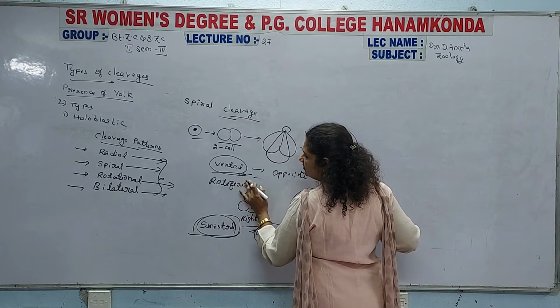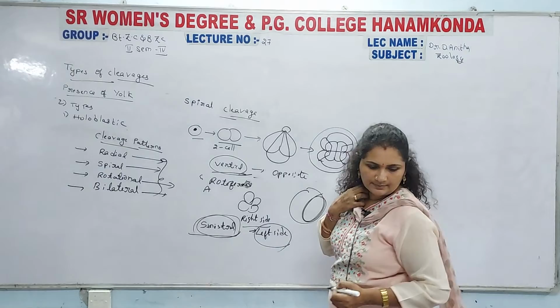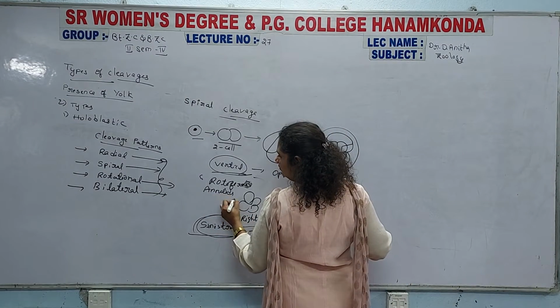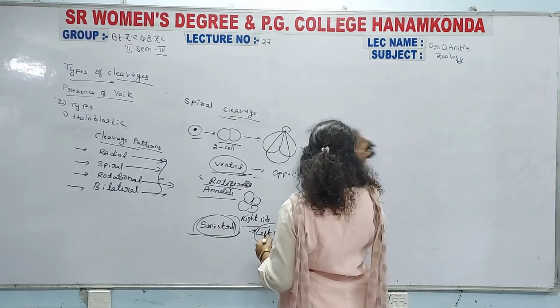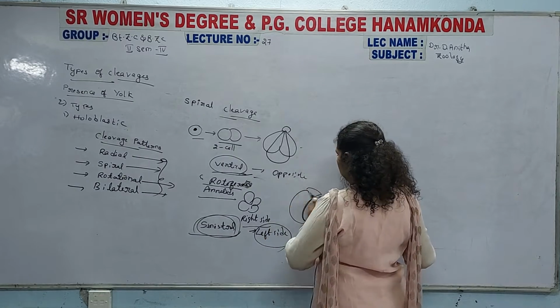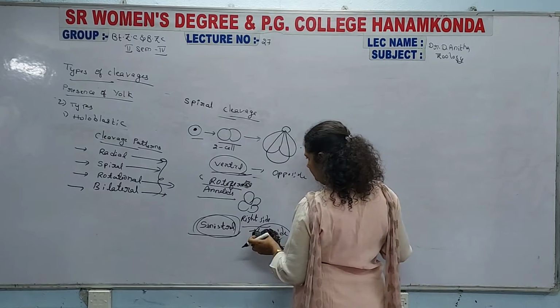Rotifers are examples here, and Annelida is also an example of this. The rotifers and annelid organisms are the examples. And now, the bilateral cleavage.